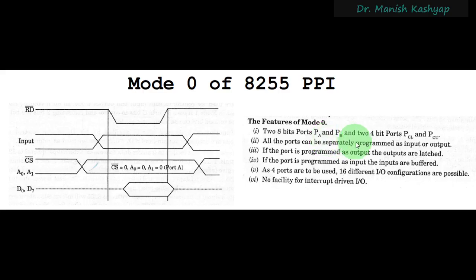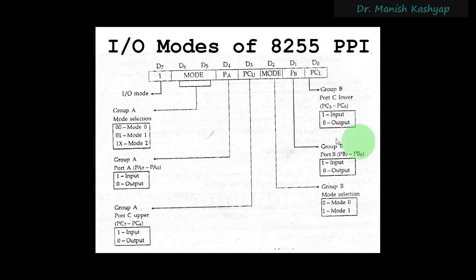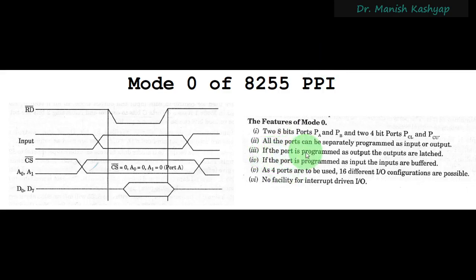Then all the ports can be separately programmed as input or output. How will we program them? We already know this format, and according to this chart, we can select the numbers that we need to fill in this control word register, and accordingly it will be programmed, right? After that, if the port is programmed as an output port, the outputs are latched. So if some port of the 8255 is acting as an output port, then obviously there will be some latching mechanism, because we need the output to be there so that the peripheral can read it.